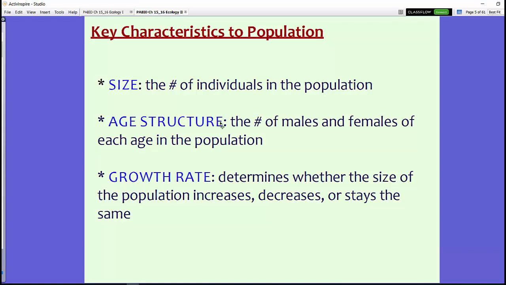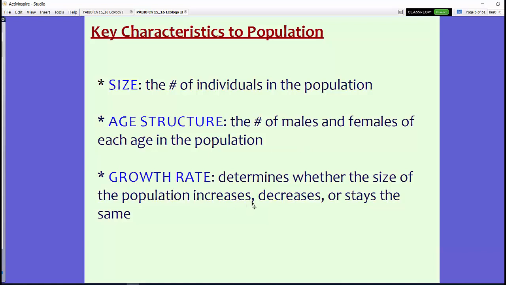A fourth key characteristic is age structure, and this is the number of males and females of a given age in the population. This is important because, especially in human populations, and we'll see an age structure diagram a little bit later, it's important to understand the age range of the individuals. If you have an elderly or older population, they tend not to be able to reproduce, versus a younger population, which is able to reproduce. So there's a lot of factors that go into age structure.